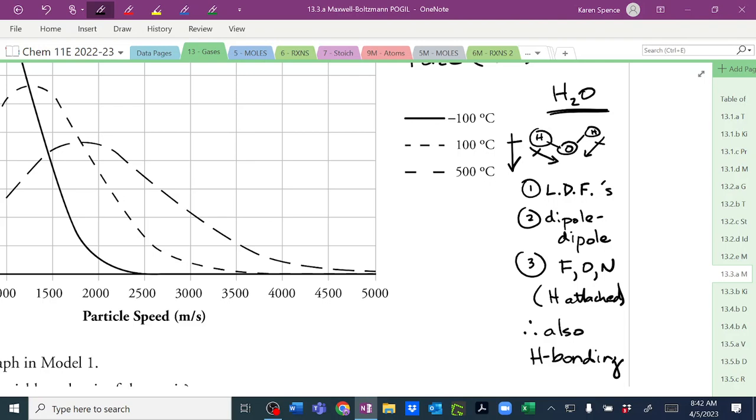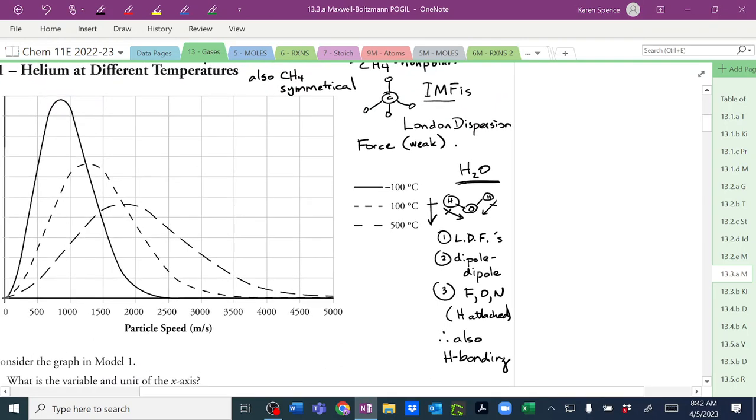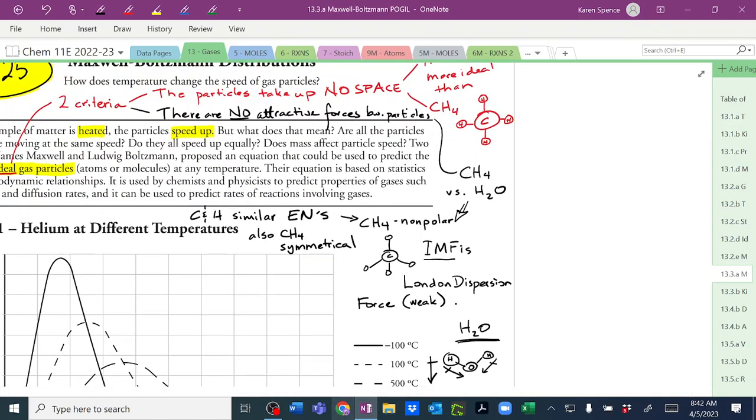So if we're asking who's more ideal based on intermolecular forces, CH4, which only has London dispersion, or water, which has really strong hydrogen bonding, then CH4 would be more ideal because it has less intermolecular forces. So it would be closer to having no attractive forces.